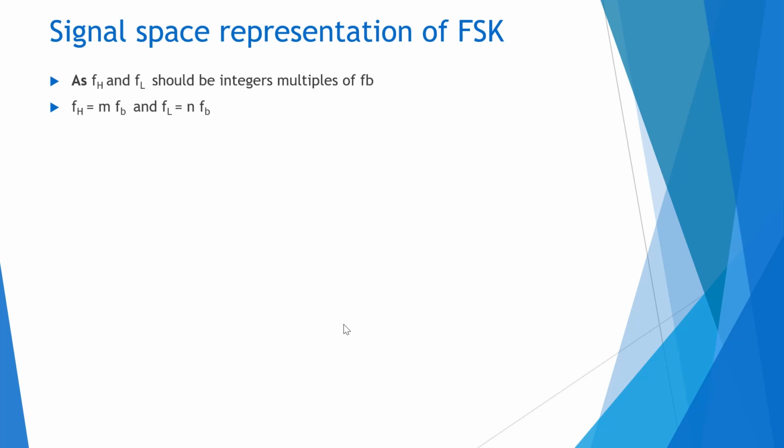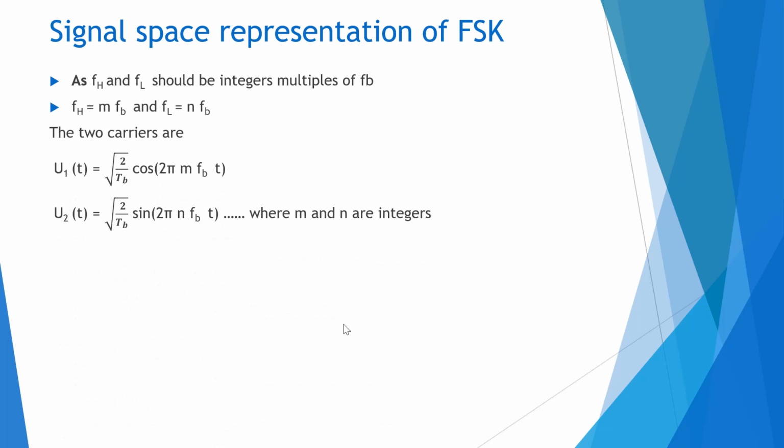There are two carrier signals, as we have seen, U1 of t and U2 of t. U1 of t is square root of 2 by Tb cos 2 pi m FB t, whereas U2 of t is square root of 2 by Tb sin 2 pi n FB t. So here we can see the difference: instead of FH we have M into FB, and instead of FL we have N into FB, where M and N are integers.